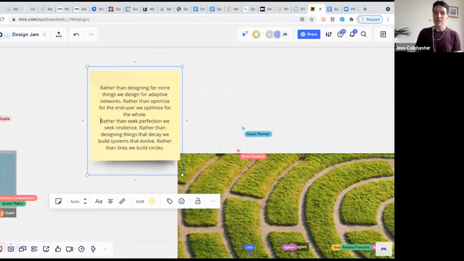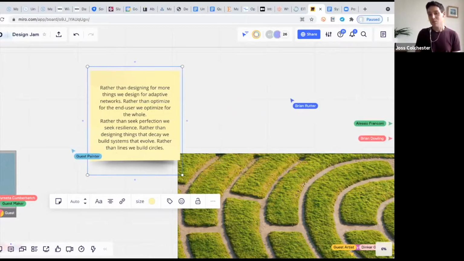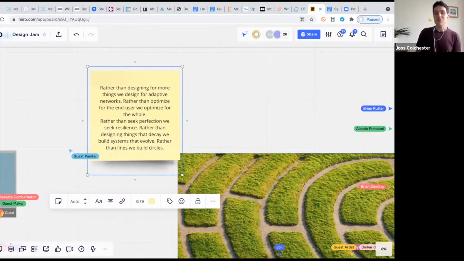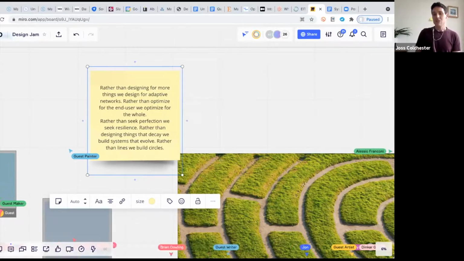Rather than designing things that decay, we build systems that evolve. Regenerative design is a big movement these days, right? If you look at the things we design, they almost always decay. You come back 10 years later and the building doesn't look as good as when you first built it. It doesn't look quite as shiny. That's not what happens with plants. They regenerate themselves, recreate their structure. And that's the idea of regenerative design. How do we design things that actually regenerate themselves? So post up your stickies here if you have any ideas on that section around systems design.